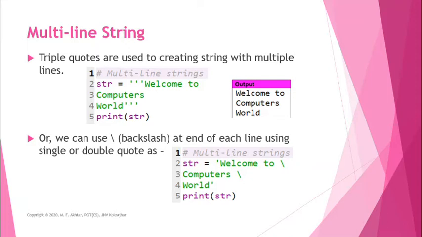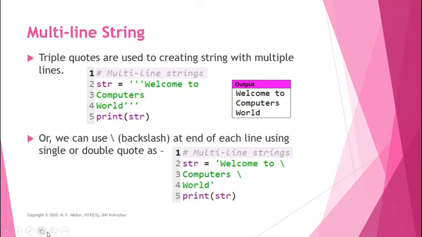Multiline string. Suppose we want to store strings of more than one line. It is possible in Python using triple quotes. Using triple quotes, we can create multiple-line strings.